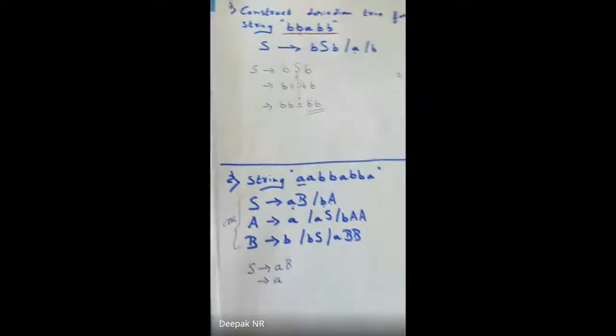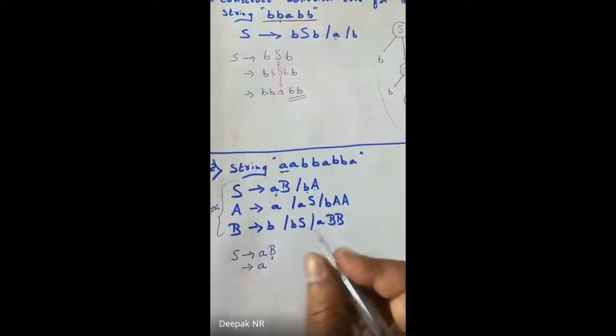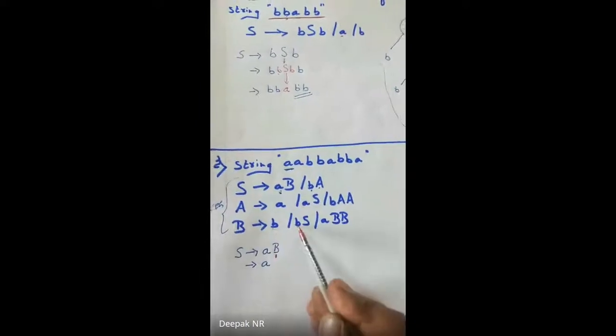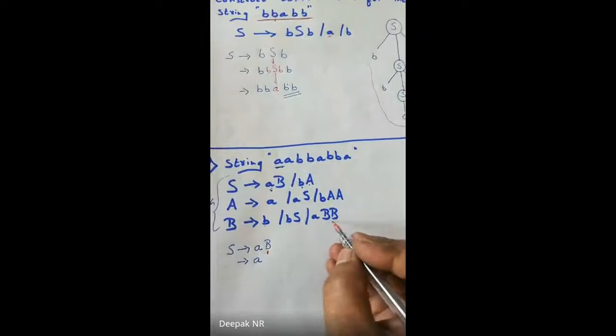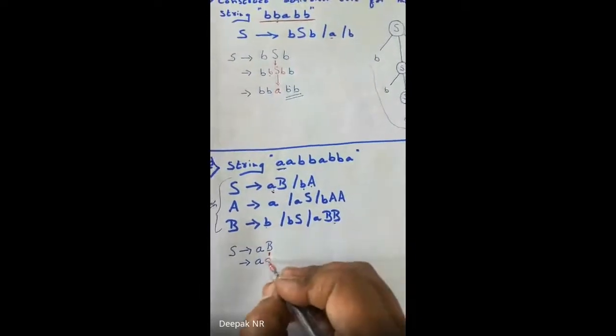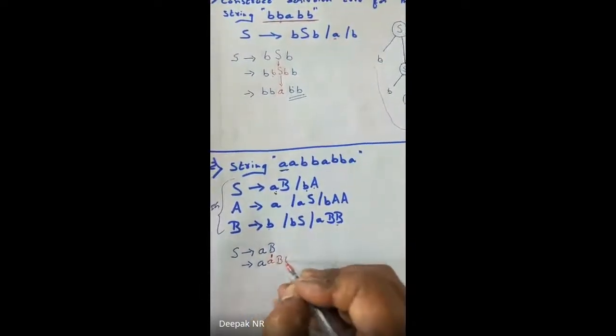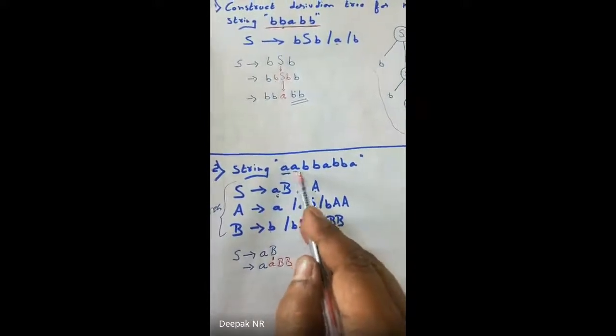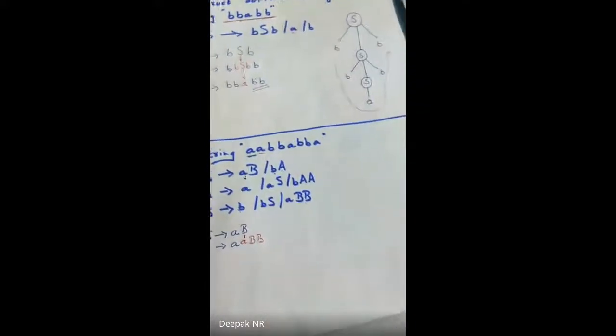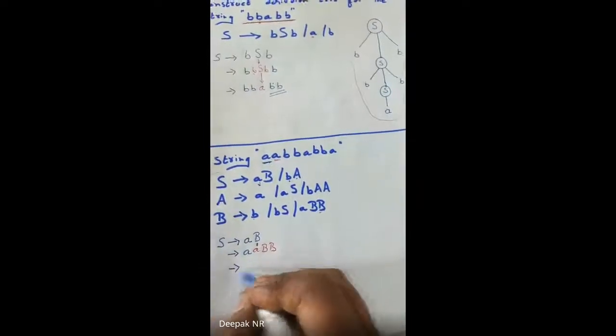Now I'll write A. What is the value of B? The value of B, I write it as either B, BS or ABB. Which one will I take? I'll be taking ABB. Why have I taken this? Because my requirement is that the second bit is also A. Okay, now I'll go with my third iteration.